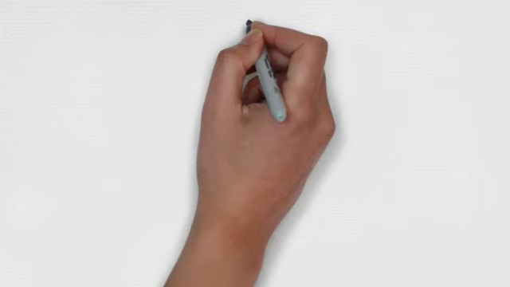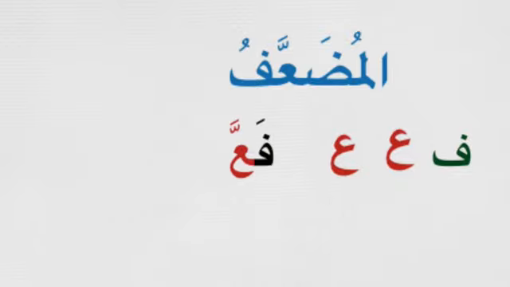Just before we start, we're going to give you a brief revision again that we are doing al-muda'af at the moment, which means that we have fa kalima and we have ain kalima and we have repetition of ain kalima, which gives the lam. That's how it will look.